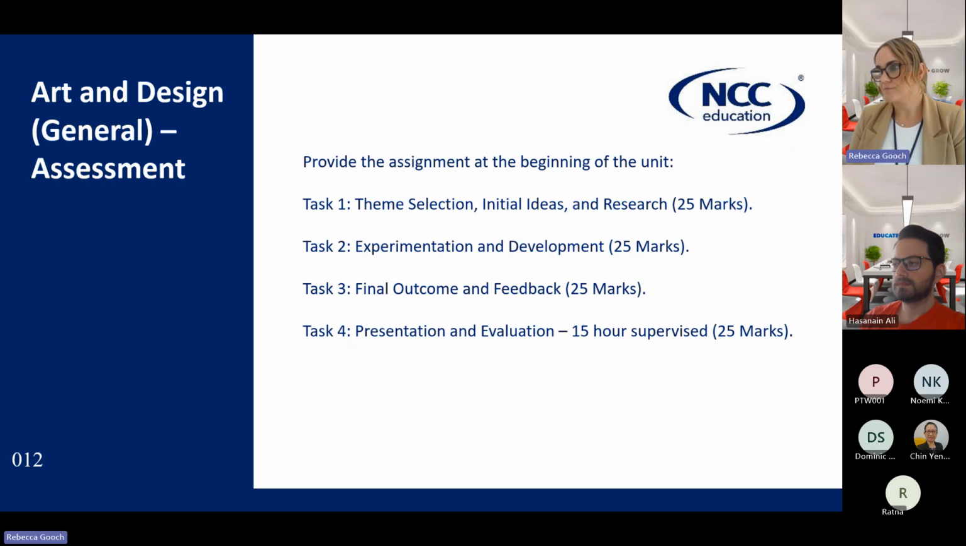For task 2, as stated, it is a process. So it's about the experimentation and development. So again, encouraging students to work with and experiment with 2D and 3D material techniques, regularly reviewing students' process, whether that's through private study or in classroom feedback.